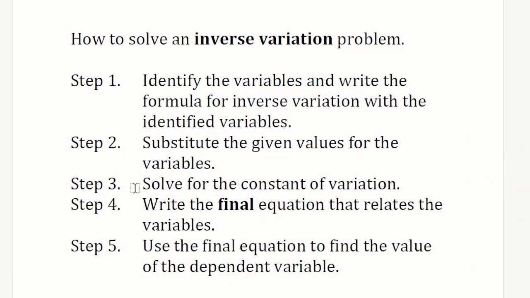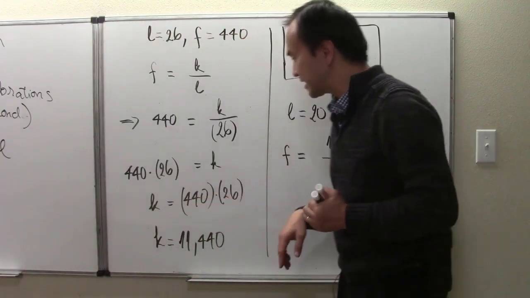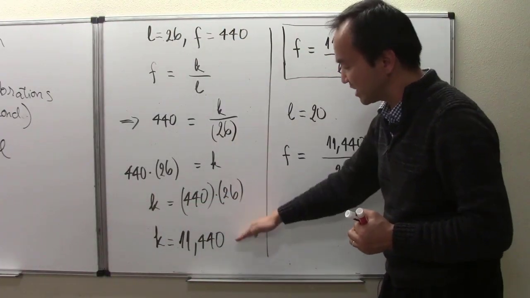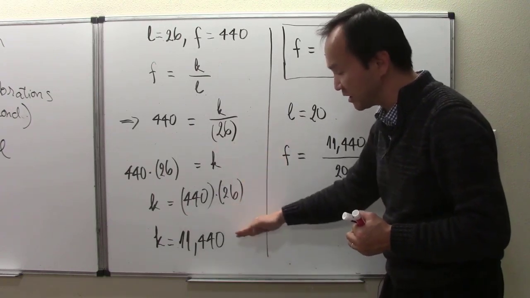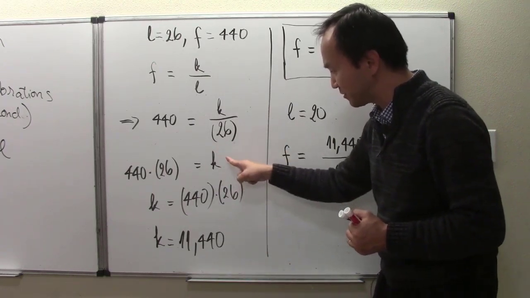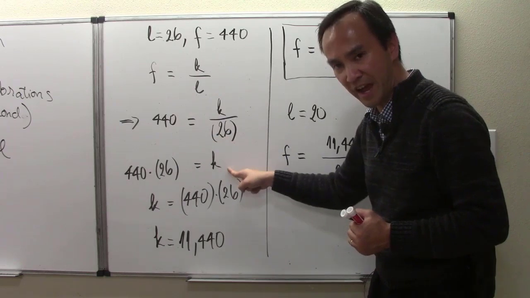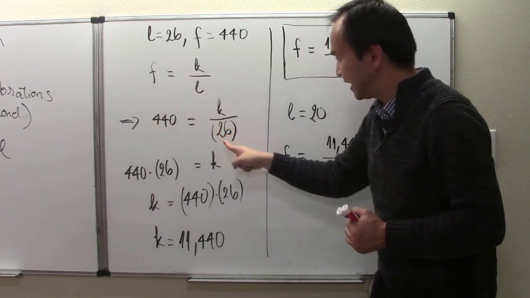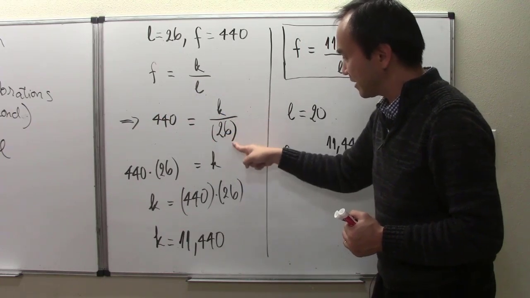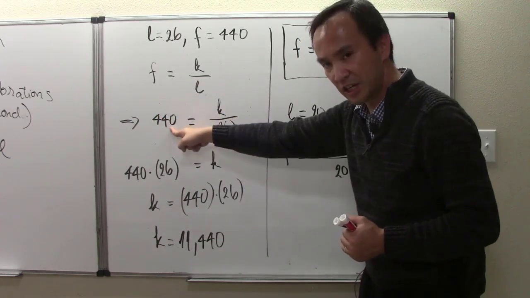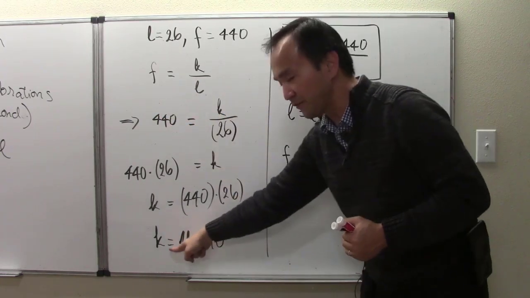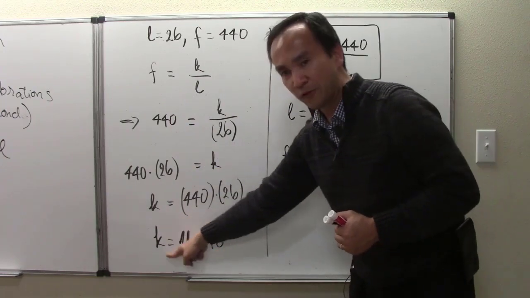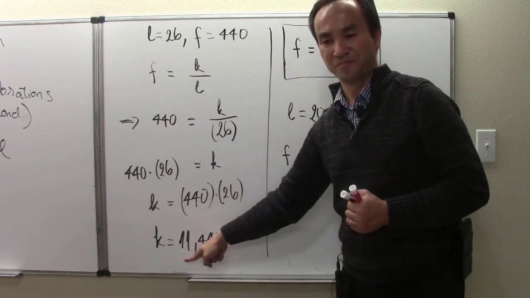Then moving on to step 3, we solve for the constant of variation. My work is shown right here, where I'm solving for the value of K. After substituting in 440 for F and 26 for L, I multiply 26 to the other side, and that's how I calculated the value for K. This is the value for our constant of variation.